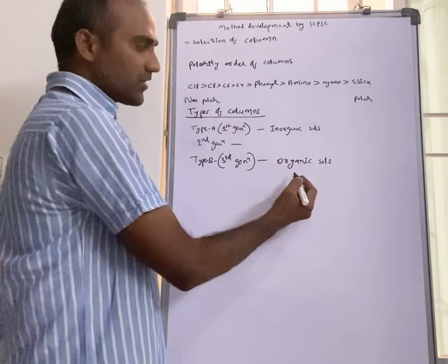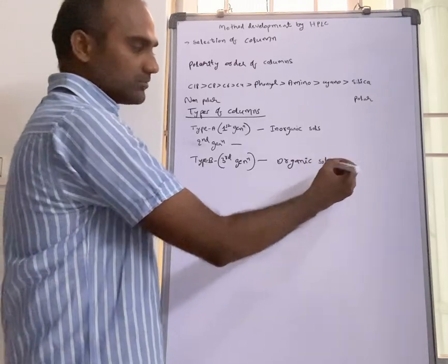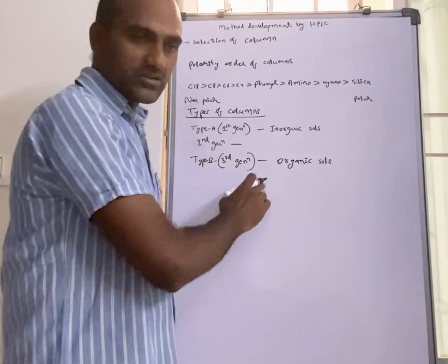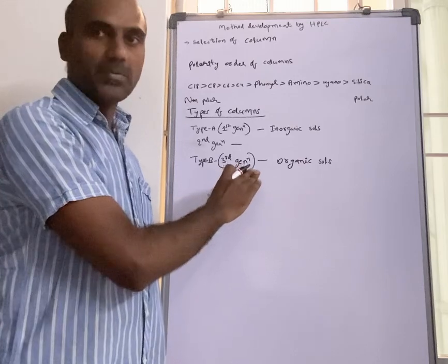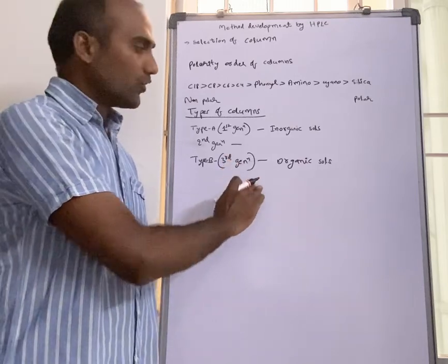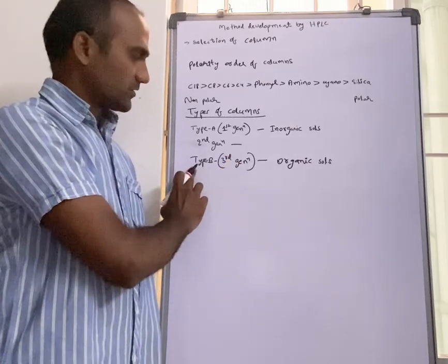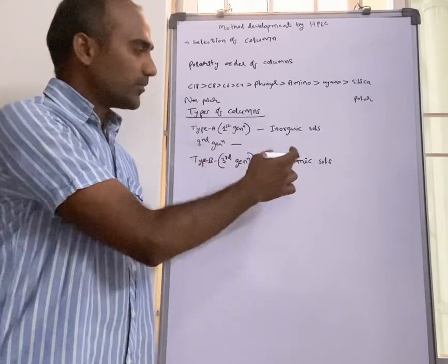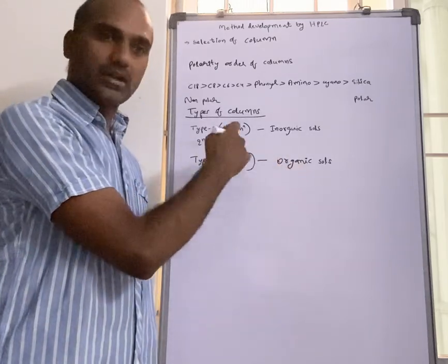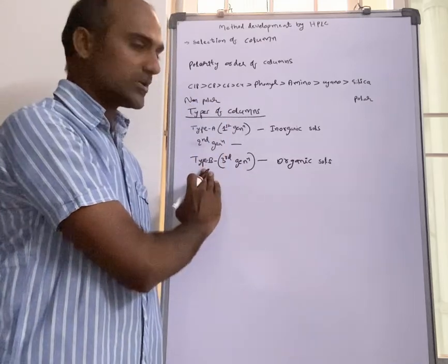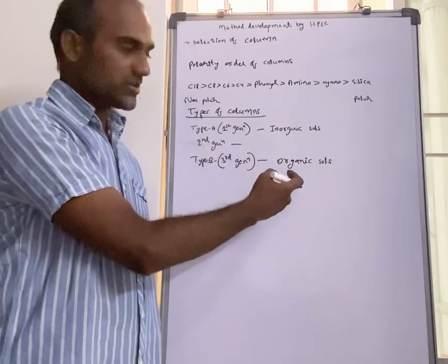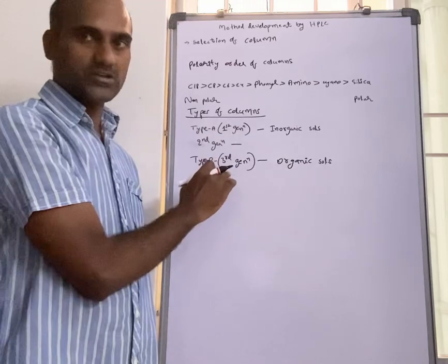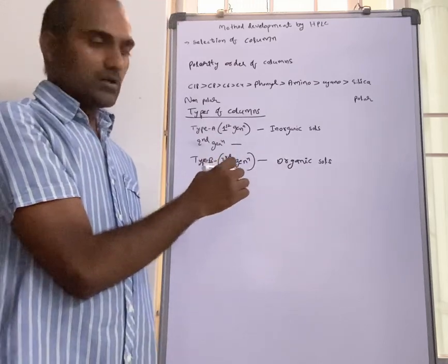Means these are not having surface metal impurities. Means no need to treat these type B columns to remove metal impurities. Chemical treatment is not required for this type B generation. They are very pure in nature compared to type A or first generation columns.